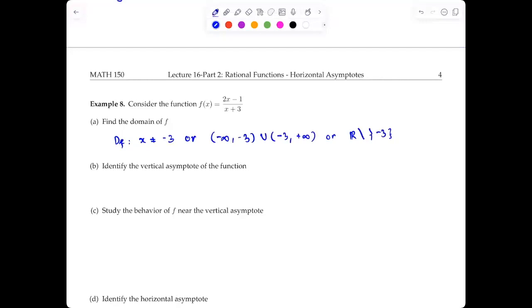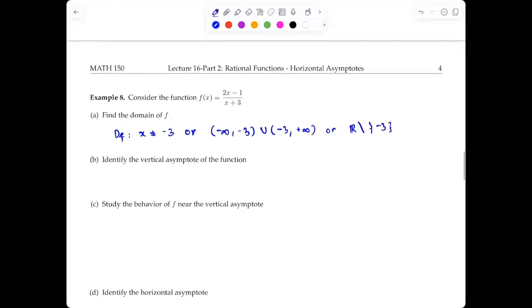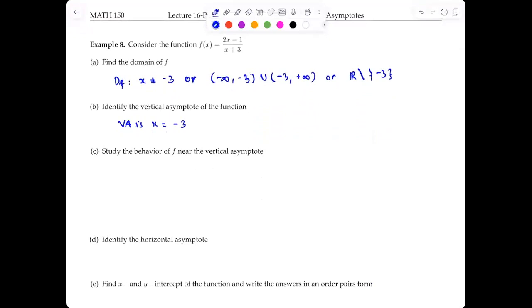Now, the next question is to identify the vertical asymptote, right? The function is already in factored form, we did not make any cancellations, so whatever value you exclude from the domain is going to be the vertical asymptote. So here, the vertical asymptote is x equal to -3. Any questions?